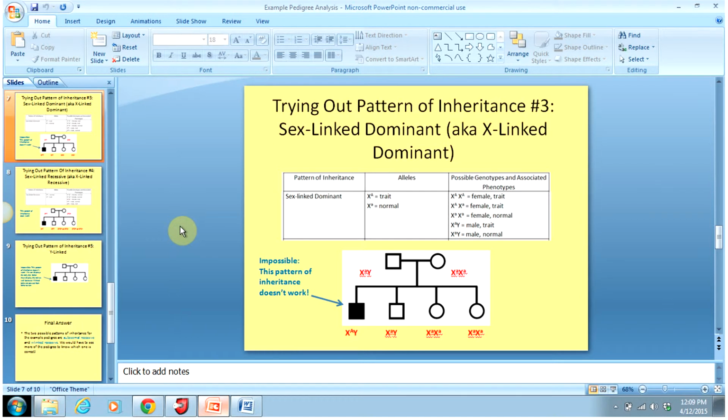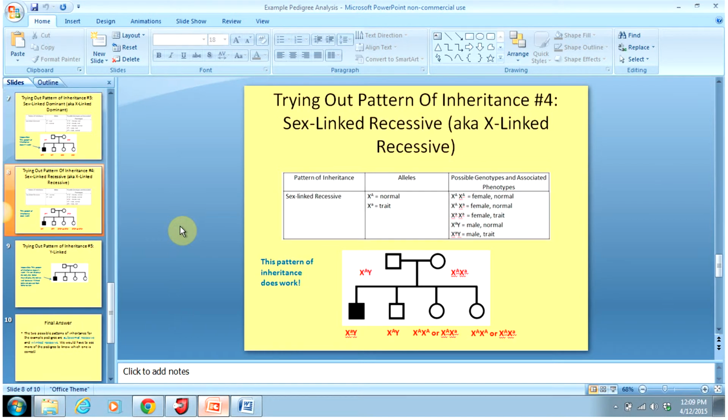Okay. My next one that I'm going to try is sex-linked recessive or X-linked recessive. So in this case, X big A is going to represent the normal allele and X little a is going to represent the trait. So I'm going to go through and it looks like I can really easily identify the genotypes of my males. The normal males have to be X big A Y, and my male with the trait has to be X little a Y. Now the mother's normal, so she has to have at least one X big A, but she could have an X little a, and in fact she would have to if she's going to pass that X little a on to her son. But it's possible.